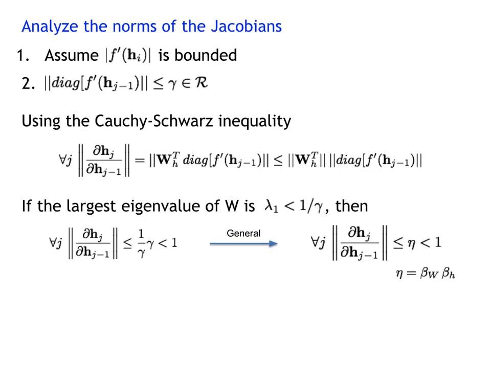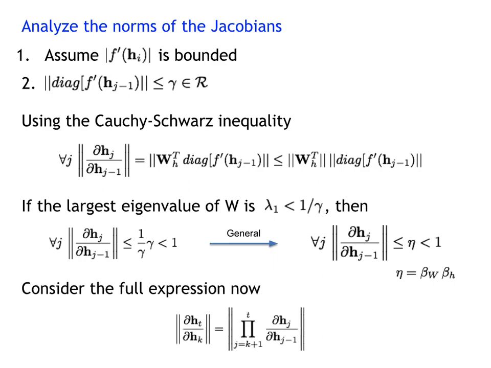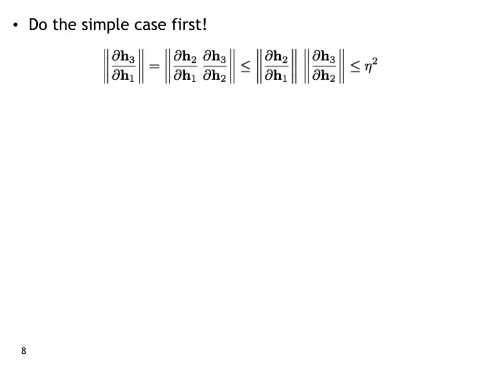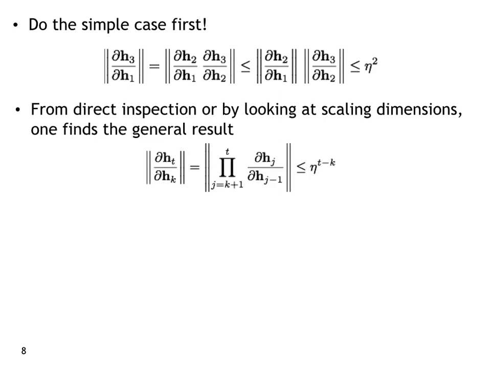So this is the notation from the previous slides. And now you can consider the full expression. So how does it work? You can look at just a scaling to see how it works, but it's easier to do it for a simple case first. So you have, for example, two of these terms, and so you get an eta squared. And if you repeat, you can see that basically you get eta to the p minus k. Okay. So remember that eta here is more than 1.